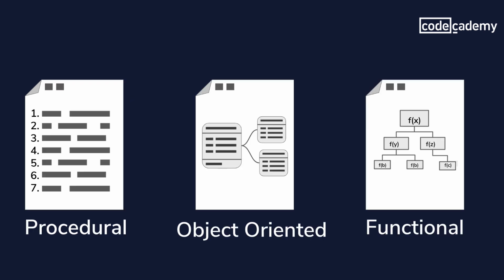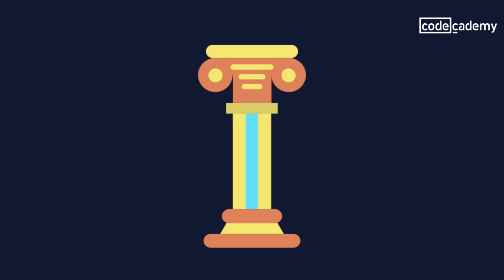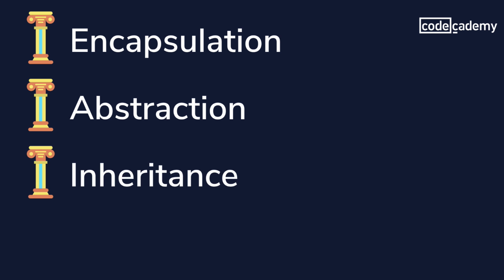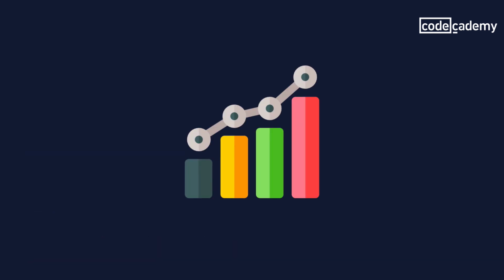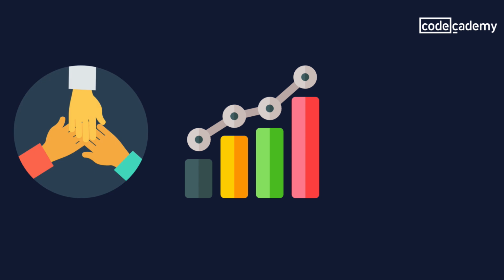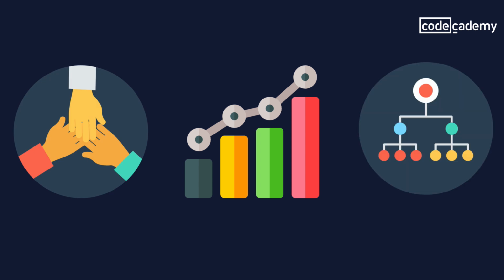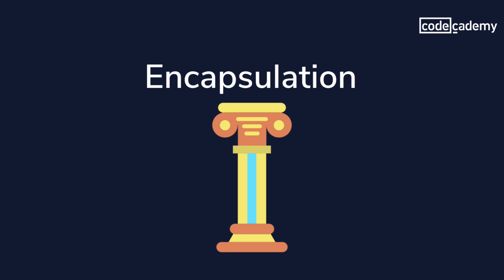Now that we've taken a look at object orientation compared to other popular paradigms like procedural and functional programming, let's dive a bit deeper and talk about the four pillars of object orientation. These are four characteristics of object orientation, namely encapsulation, abstraction, inheritance, and polymorphism, which provide endless benefits to developers and are responsible for object-oriented programming success in the development world.